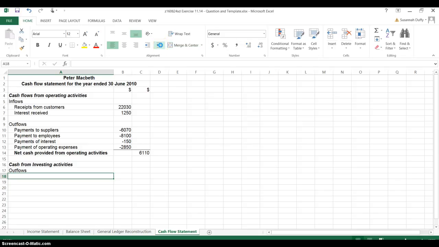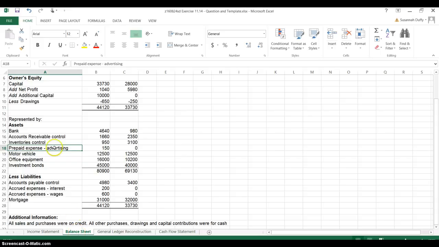The first outflow that we may have is purchase of non-current assets. So you'll find these in the balance sheet. If we go and have a look, under assets, we've got a motor vehicle. It hasn't changed from the previous year, which suggests that we haven't bought a new one and we haven't sold any. So we don't need to look at that.